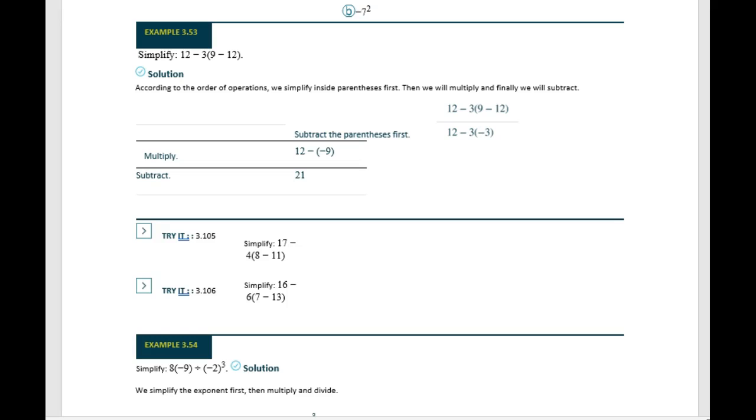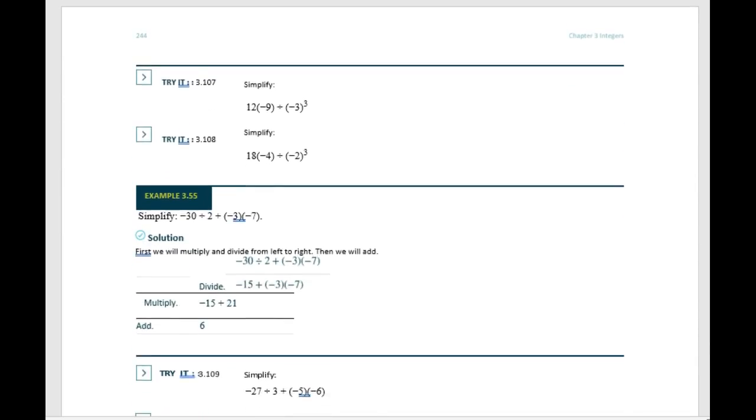So here's a couple that you can try as well to see how you're doing on this multiplying. So now there's some more examples of just simplifying. We're going to kind of move on.